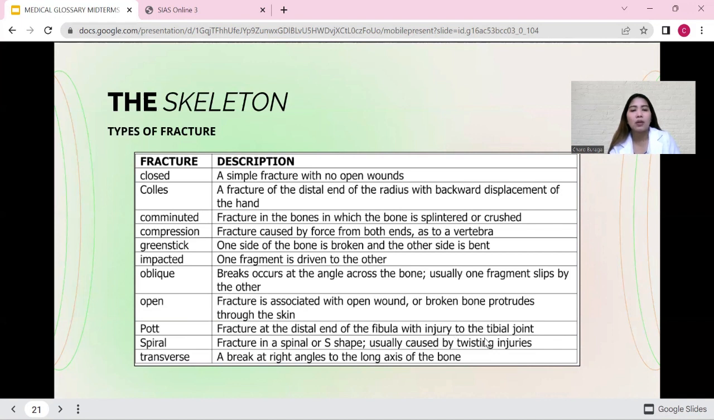The spiral, it is also a fracture, S-shape siya ng fracture. Tinatawag din siyang twisting injuries. Transverse, of course, pag ganun lang siya. Break at right angles to the long axis of the bone.